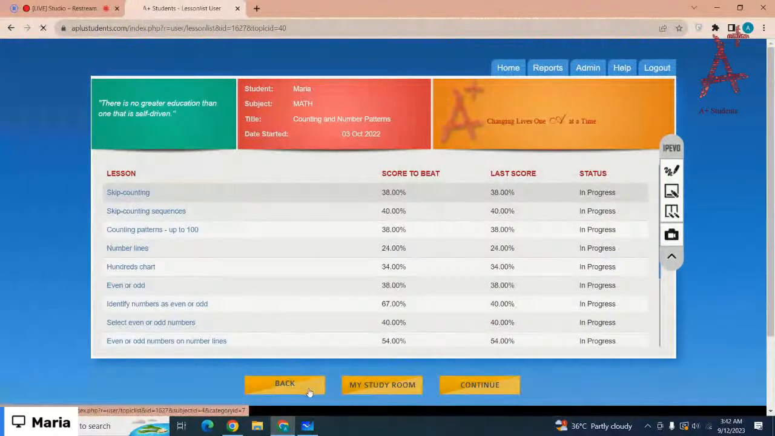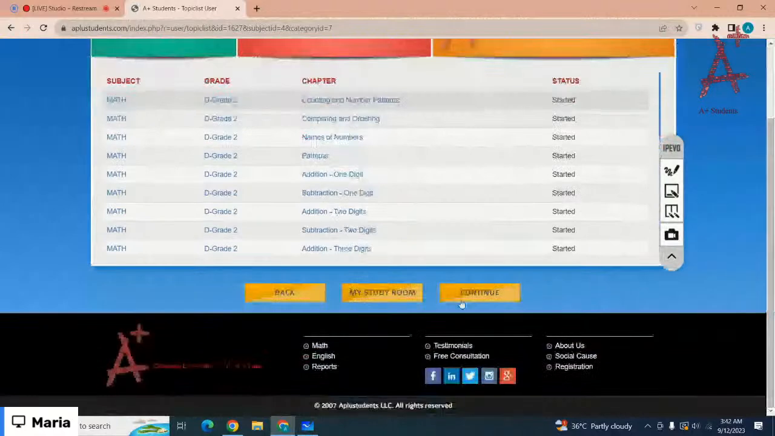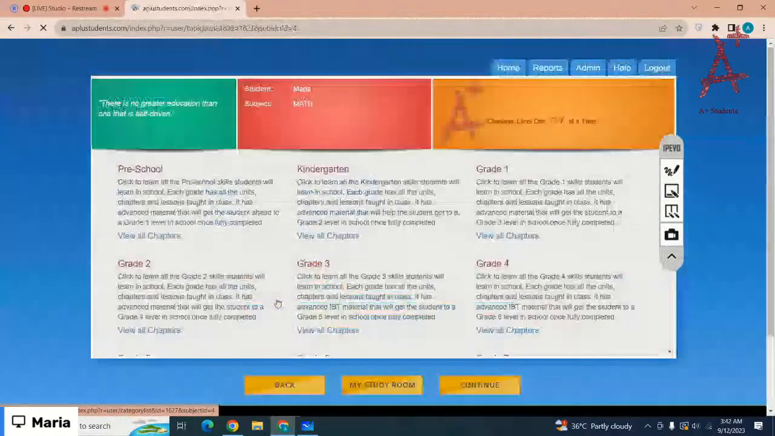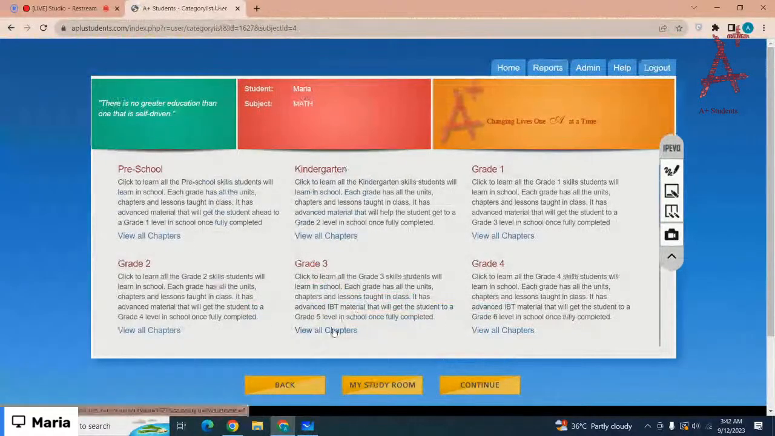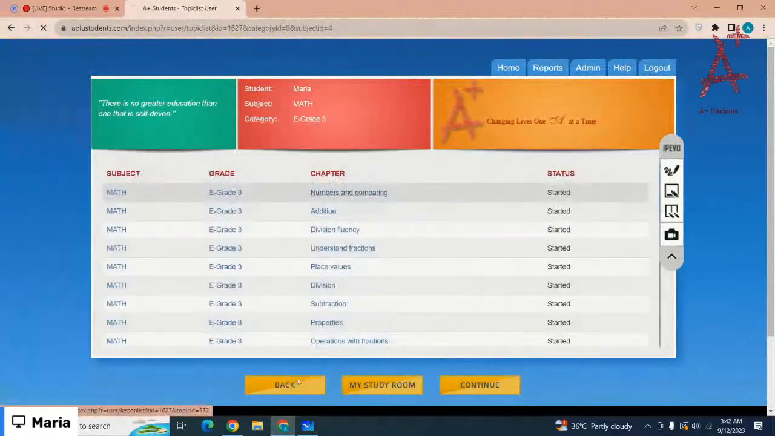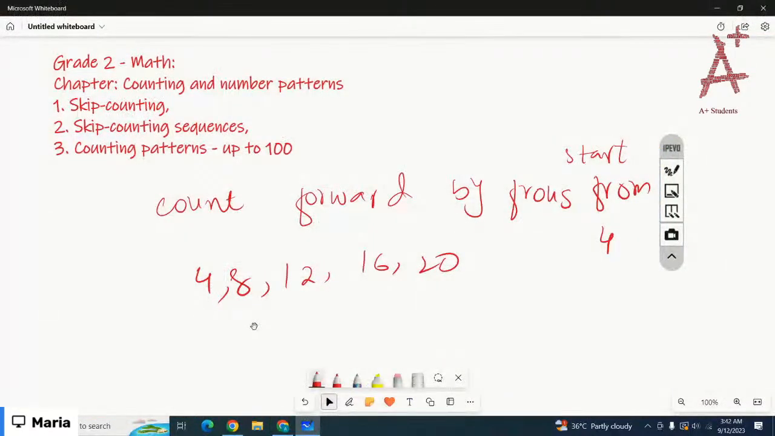So, we were working on grade 2 math. The chapter we're working on is counting and number patterns. The lessons we have covered today are skip counting, skip counting sequences, and counting patterns up to 100. Please make sure before the next session you complete all the practice questions for the lessons we did today. That's your homework.